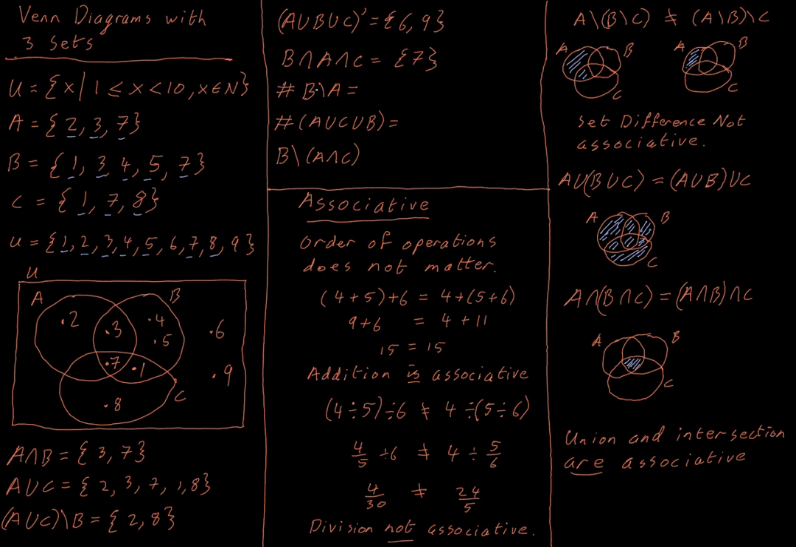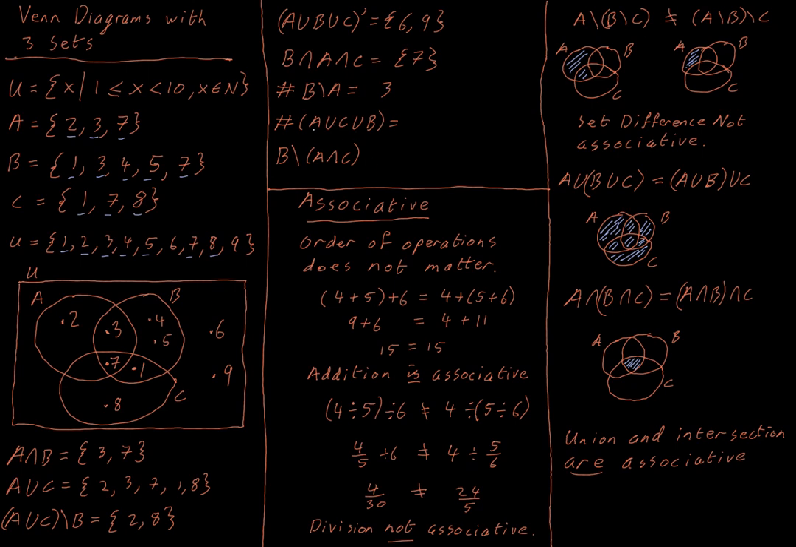Cardinal number of B not A. So B but not A is going to leave us with 4, 5, and 1. So that's 3 elements, and there are no curly brackets there because it's just the number 3. There are 1, 2, 3 things that meet that description.